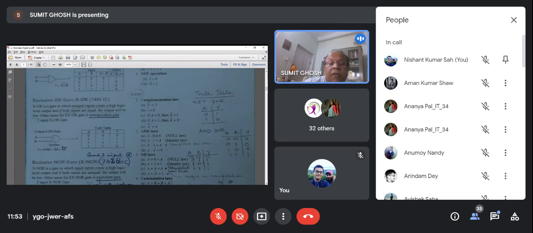7 into 7 is not 7, 7 into 7 is 49. But in Boolean algebra, A and A is A. Remember, 1 and 1 is 1. It is called logical multiplication, not normal multiplication. In normal multiplication, 7 into 7 you get 49, but in logical multiplication, 7 into 7 is 7. Clear? Yes, sir. Why is A and A bar 0?